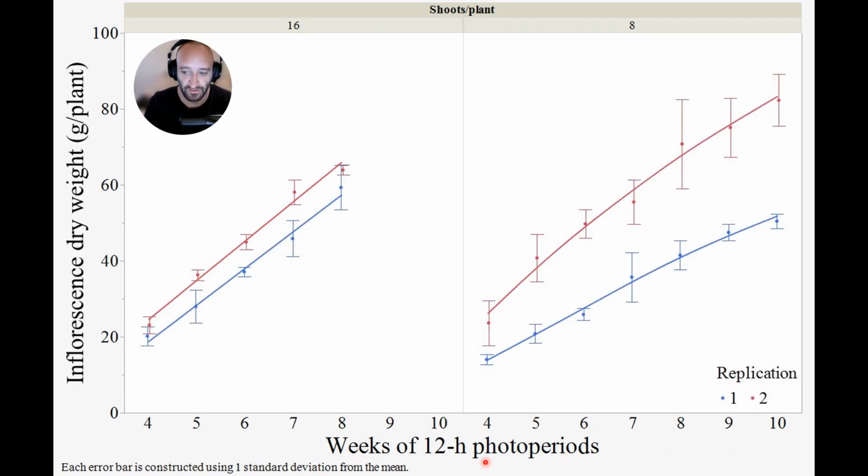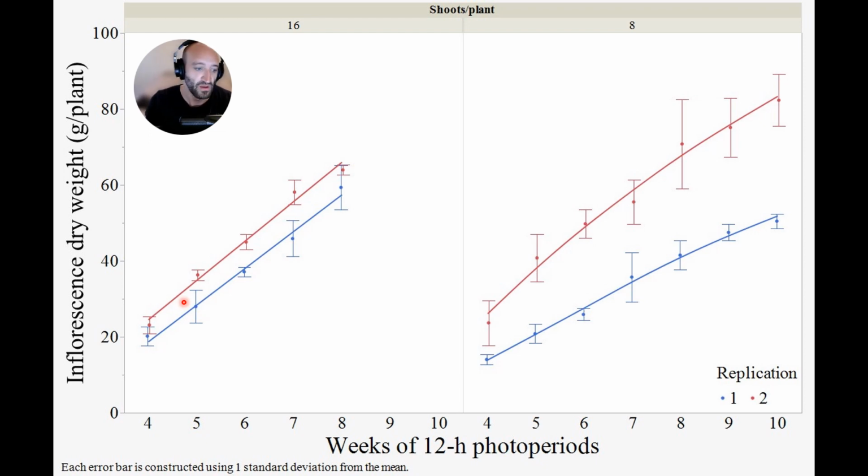So this is the same setup as the last figure, where we have weeks of 12-hour photoperiods on our x-axis. We have 16 shoots per plant here on the left, 8 shoots per plant on the right. But on our y-axis, we're just looking at inflorescence dry weight. So we're just zooming in on this. And so what we're looking at here then are these 2 lines, which are the 2 replicates for each of these experiments.